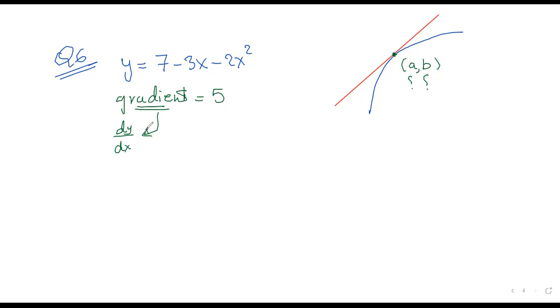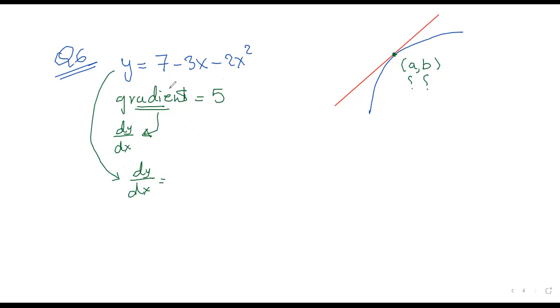The gradient with differentiation, Hashem? Yes. Do we benefit from this information? Can you find me the differentiation? What is the differentiation of 7 minus 3x minus 2x squared? Differentiate. Come on. The 7, what is its differentiation? 0.